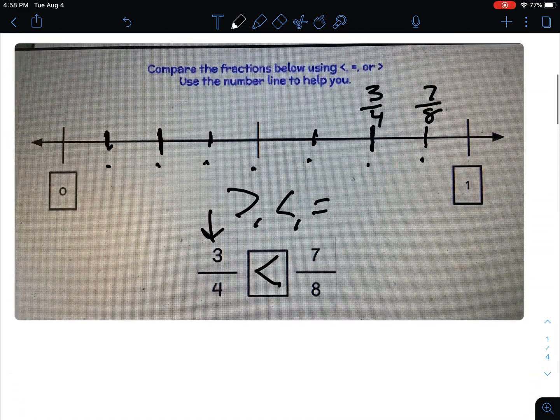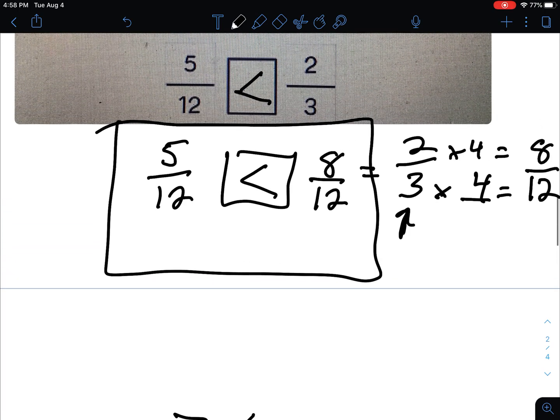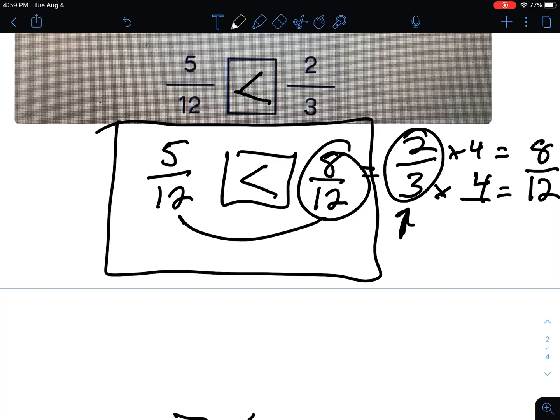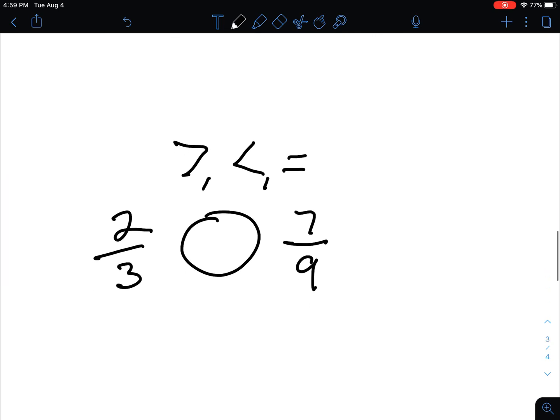So we have number line, tape diagram, and we have what's called finding common denominators, where you make an equivalent fraction so that you end up with two denominators that are the same, so it's easy to compare. So I want to give you one to try, and you can use any method you want. I want you to compare 2/3 and 7/9 and tell me which is larger.